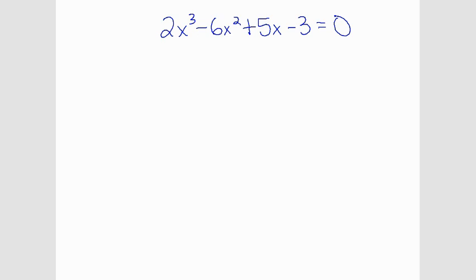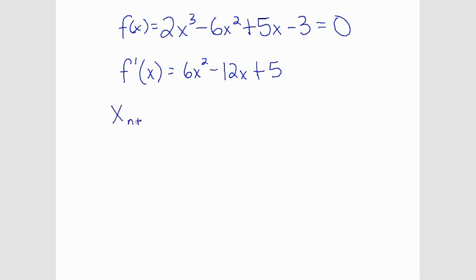Okay, so the first thing we're going to need to do is calculate the derivative of this function. So if we call this f of x, we're going to get f prime of x being equal to 6x squared minus 12x plus 5. The formula that is used in Newton's method is x sub n plus 1 is equal to x sub n minus f of x sub n divided by f prime of x sub n.